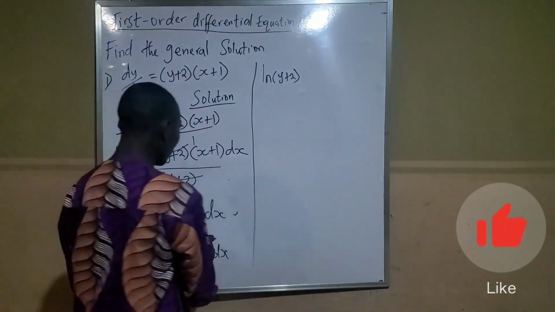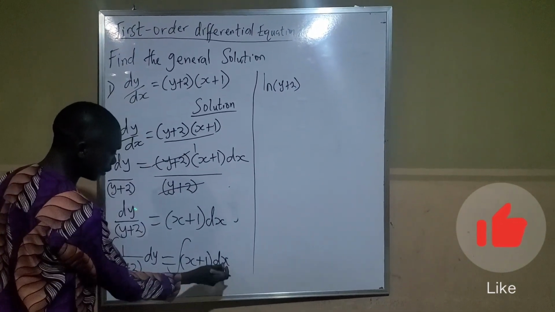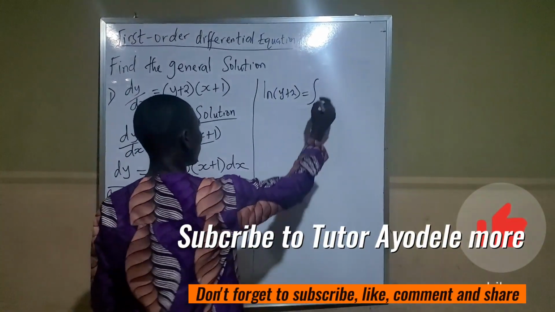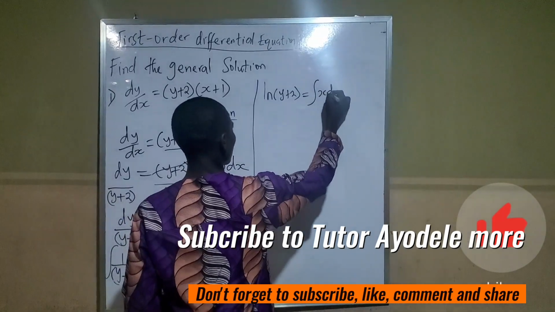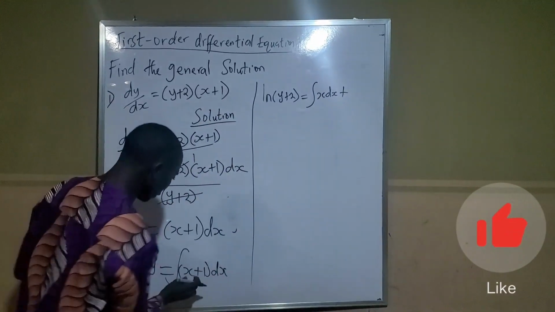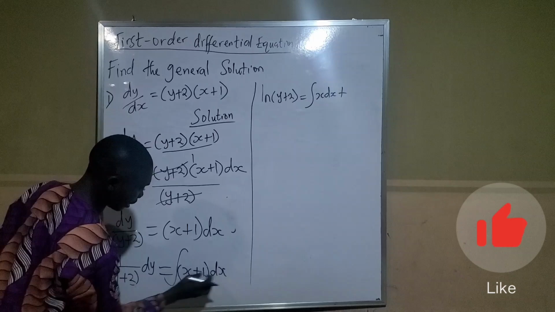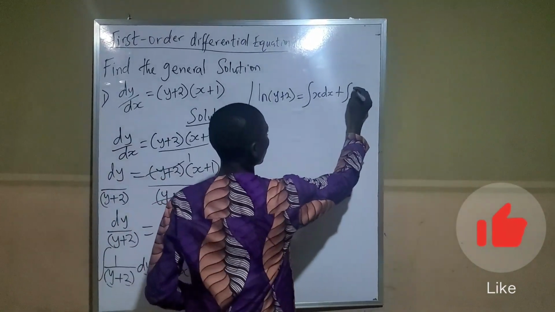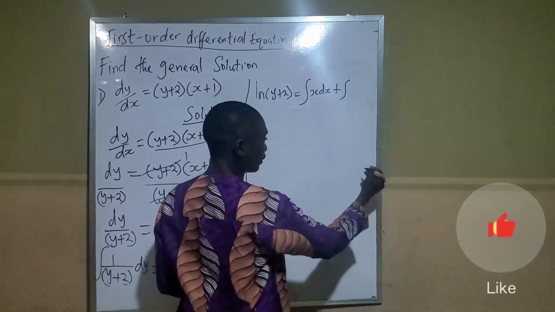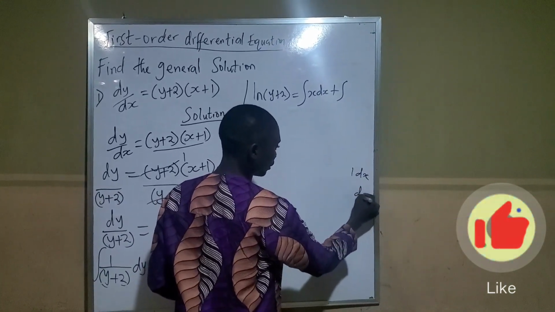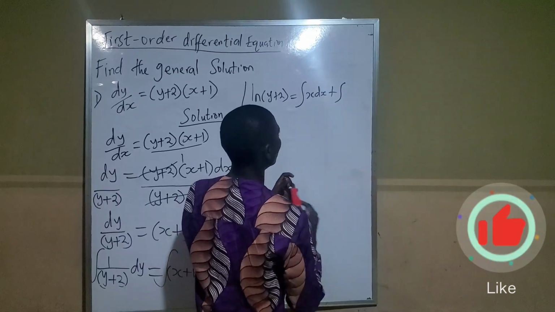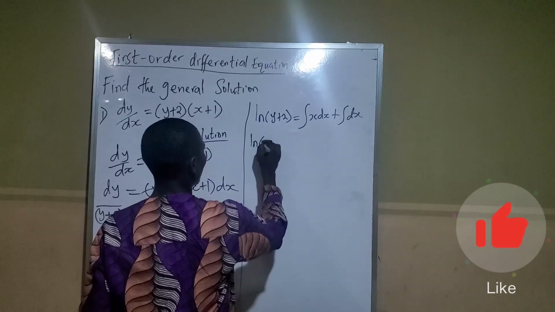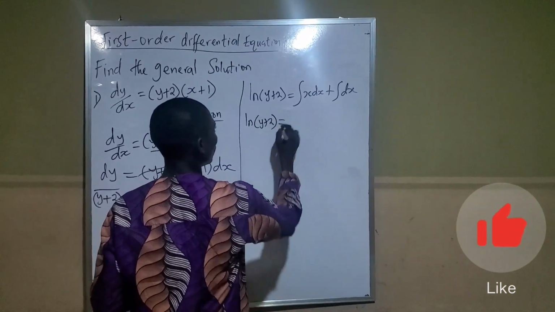What about this side? Let's integrate this side. For me to integrate this side, let me use this dx to open the bracket. We have the integral of x dx plus, because this x multiplied by this dx gives me x dx, plus the integral of 1 times dx. It will give me what? 1 dx. And 1 dx is the same thing as what? dx. Here I have ln(y + 2) equals.